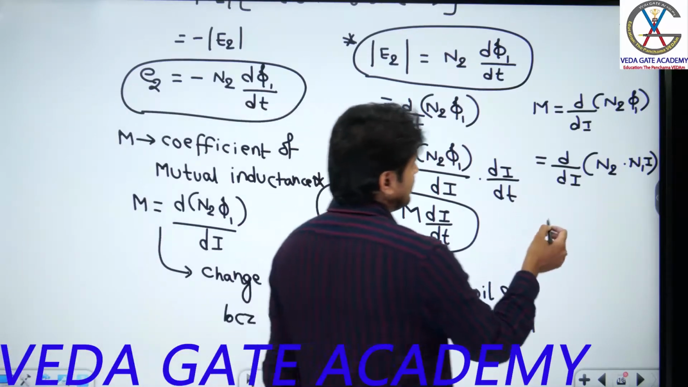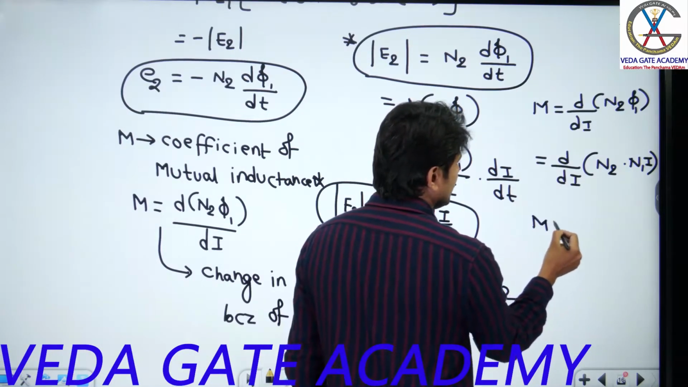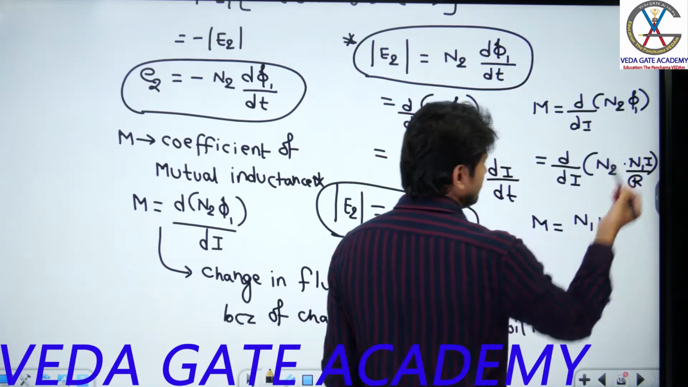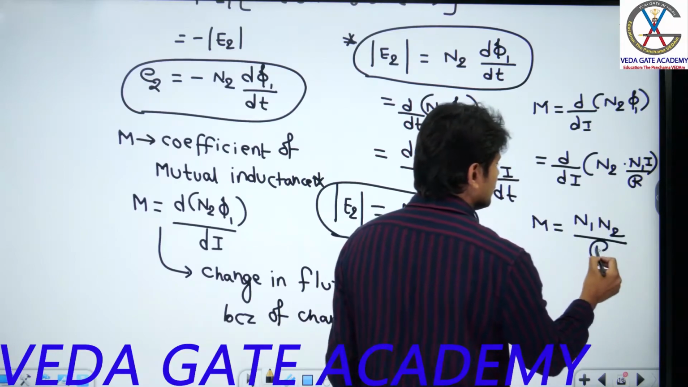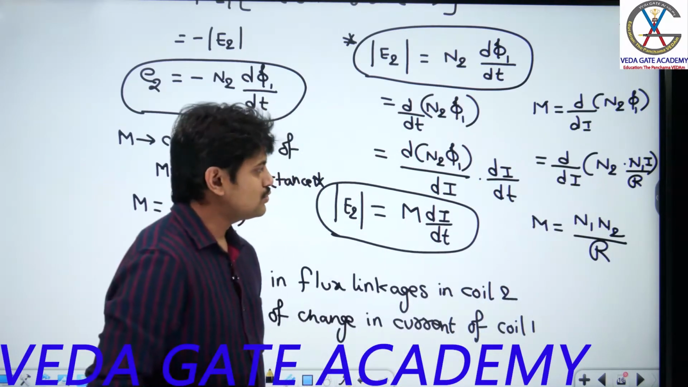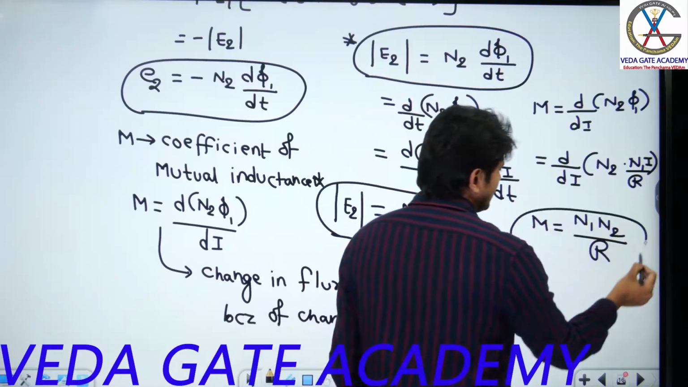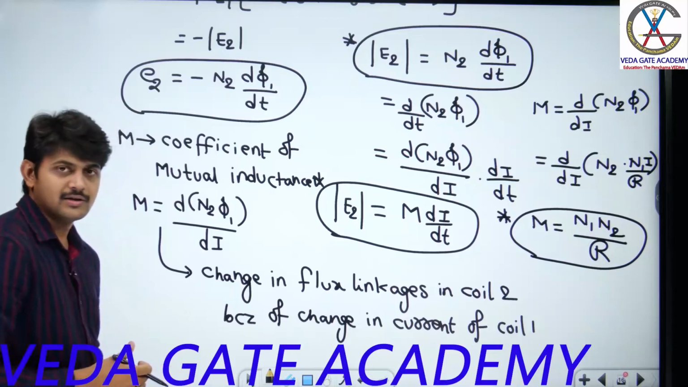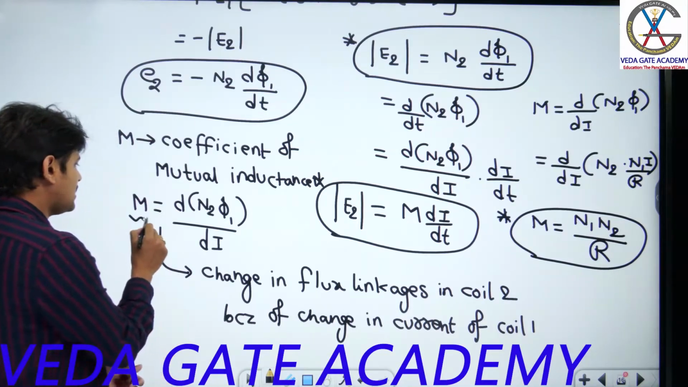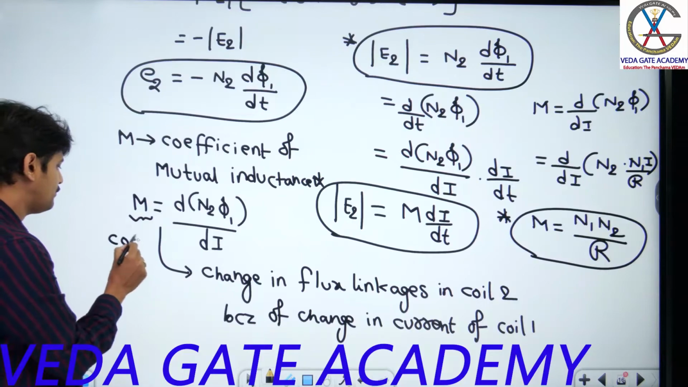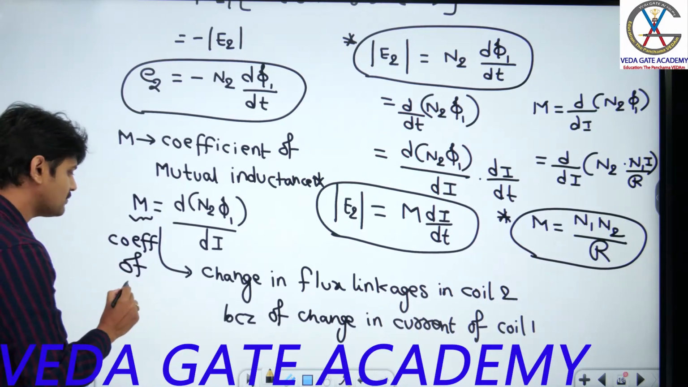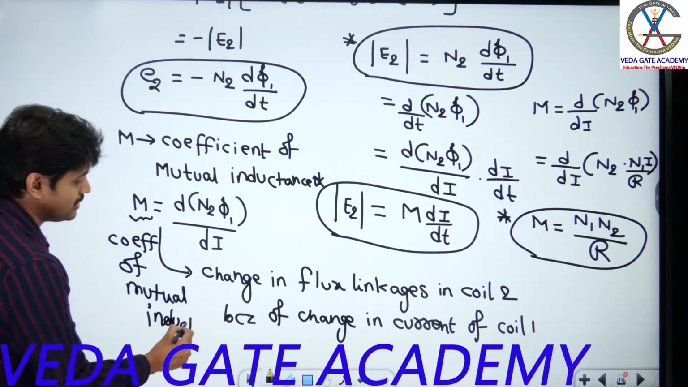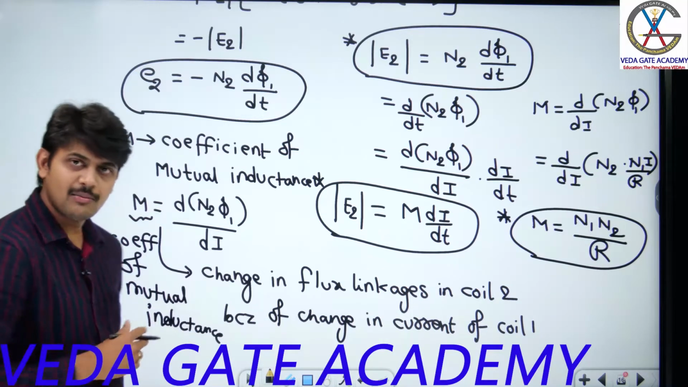Now if I do the further simplification, I am going to get M as N1 into N2 and this is mmf. Flux is mmf divided by reluctance. So you are going to get N1 into N2 divided by R, di by di. So you are going to get the M value as N1 N2 divided by reluctance. So this is the formula for coefficient of mutual inductance. What is M here, guys? M is nothing but the coefficient of mutual inductance. Here the formula for M is N1 into N2 divided by reluctance.